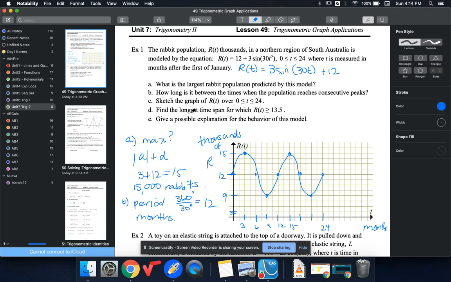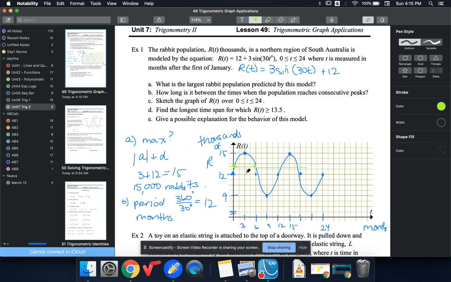All right. The longest time span for which the rabbit population is greater than 13.5, and really they should have said 13,500. So 13.5 is going to be around, let's see, half of that is going to be 2.5, 14.5 would be around there. So 13.5 is going to be around here. So the longest time period is going to be between these 2 points.